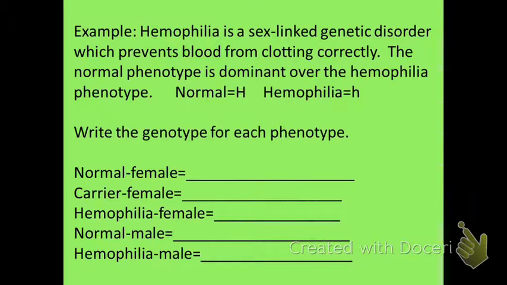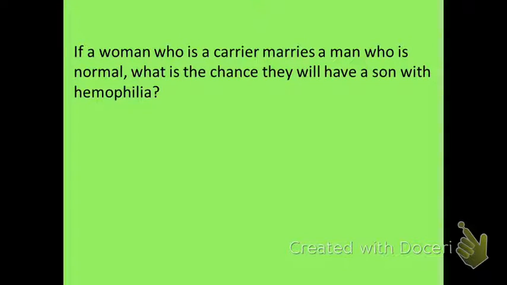Okay, so let's move on now and work a problem. If a woman who is a carrier marries a man who is normal, what is the chance they will have a son who has hemophilia? So let's first figure out the genotypes of the parents. The mom is a carrier, so we know she's going to be XX because she's the mom. And if she's a carrier, she has to be heterozygous, carrying that recessive trait. Even though she doesn't have hemophilia, she's still carrying it and can pass it on.